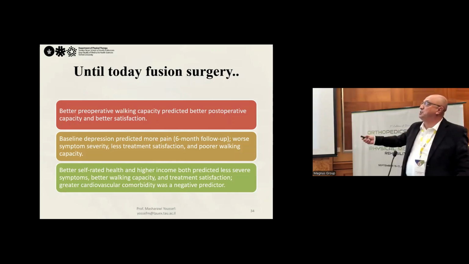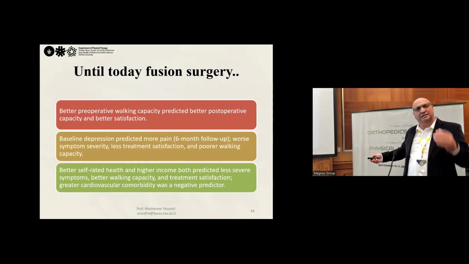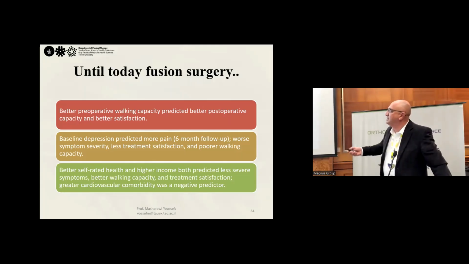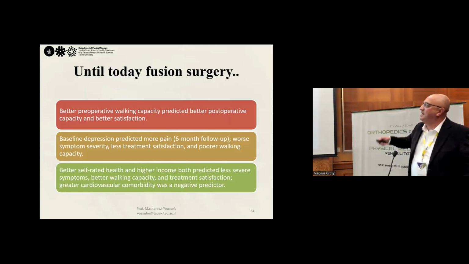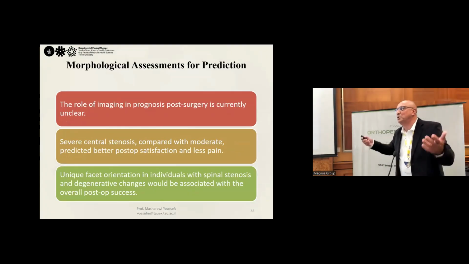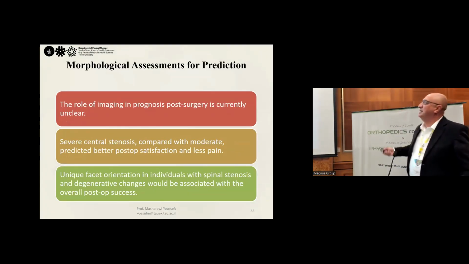Exactly. Based on depression, it predicted more pain at 6 months follow-up, worse symptom severity, less treatment satisfaction, and poorer walking capacity. My God, it's not about fusion. It's a human being, as you said, Dr. Ryan. Better self-rated health and higher income both predicted less severe symptoms, better walking capacity, and treatment satisfaction. Greater cardiovascular comorbidity was a negative predictor. So we need to know these things before starting this surgery.